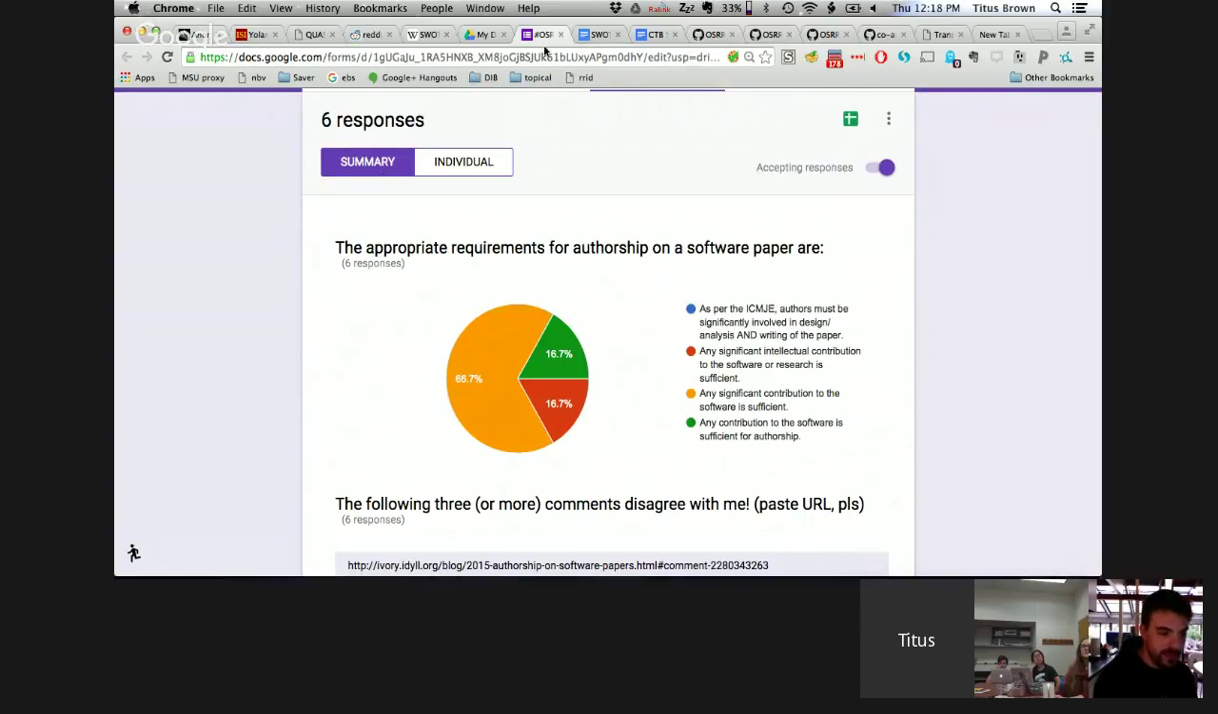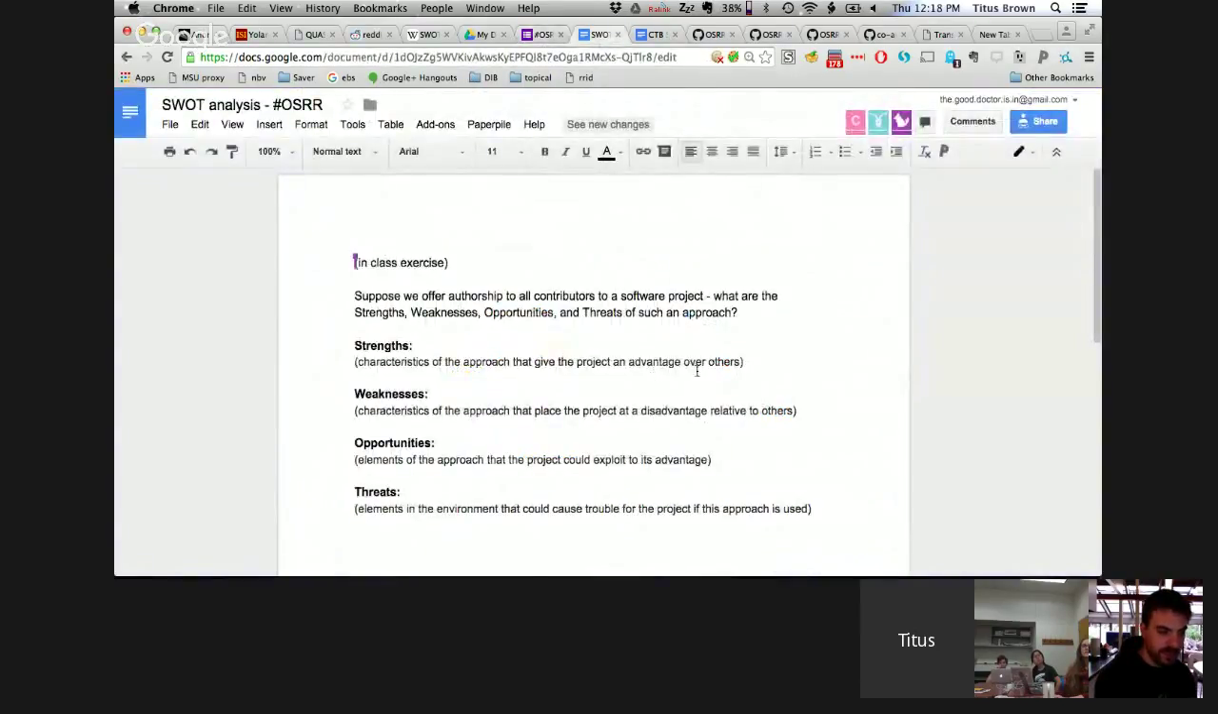I'm happy to start in any direction, but I thought it would be sort of fun to do what is called a SWOT analysis: strengths, weaknesses, opportunities, and threats, of offering authorship to all contributors to a software project, and this might help illuminate some of the issues. So I'm also happy to just discuss things. What do people want to do?